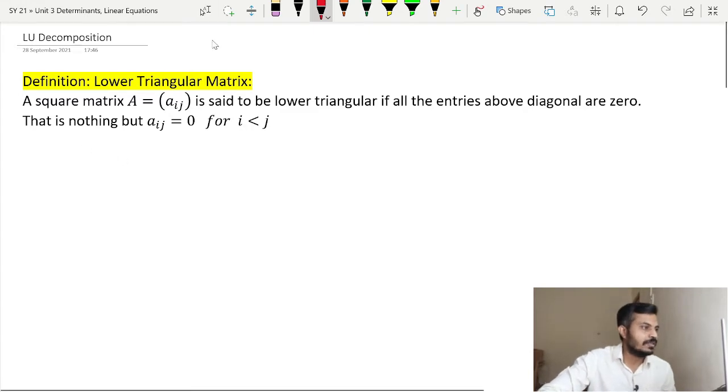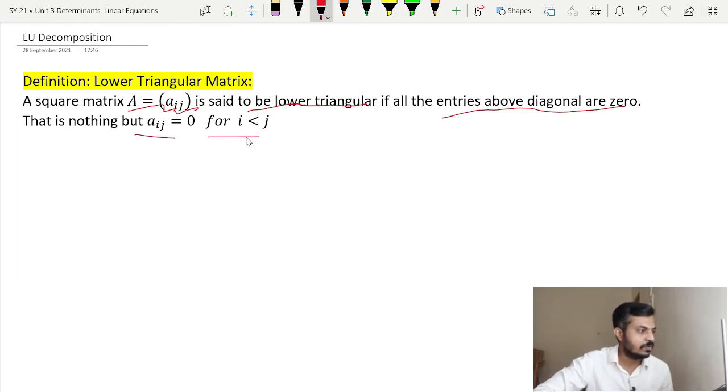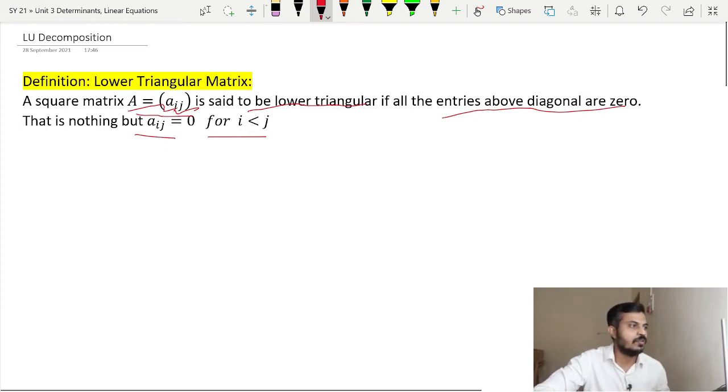A square matrix A, this is the notation I am using as Aij, is said to be lower triangular if all entries above the diagonal are 0. That is nothing but Aij is equal to 0 for i less than j. Now what is the meaning of this notation? Let us see that first of all.